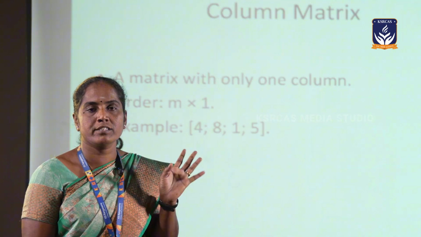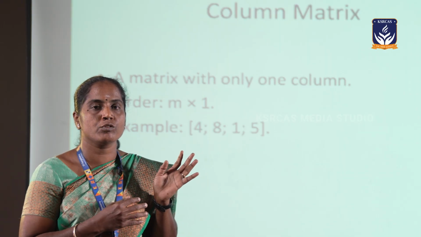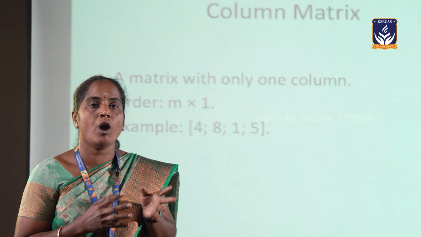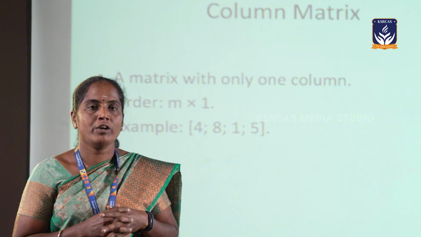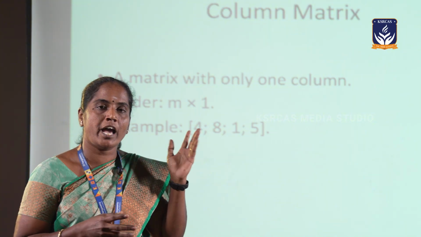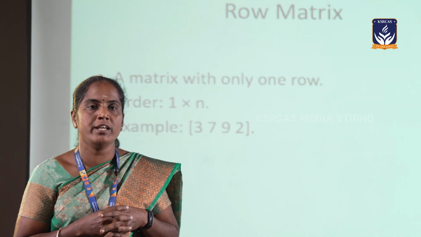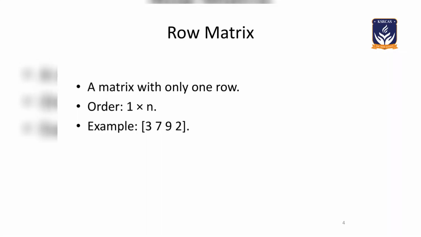Therefore, the matrix contains m rows and n columns. This matrix is said to be an m by n matrix. What is meant by m n? It is the order. The matrix order is m by n. Okay, clear? Next we see the types of matrices. Types of matrices means the plural form of matrix.